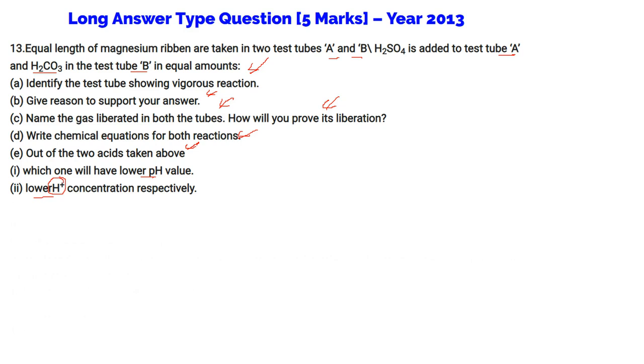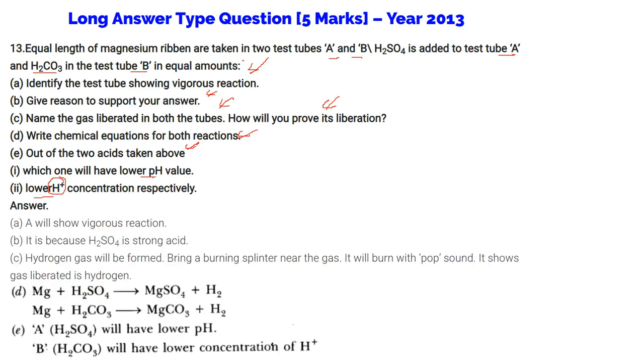So we'll go one by one. First of all, in this case, A is going to show the vigorous reaction. Why? Because it is H2SO4, a very strong acid. Then for the second part, hydrogen gas H2 will be liberated. We need to bring a burning splinter near the gas and it will burn with a pop sound. So it shows that the gas liberated is hydrogen.